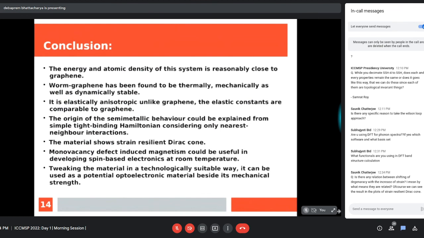So concluding the findings, we can say that the energy and the atomic density of the system are reasonably close to graphene.